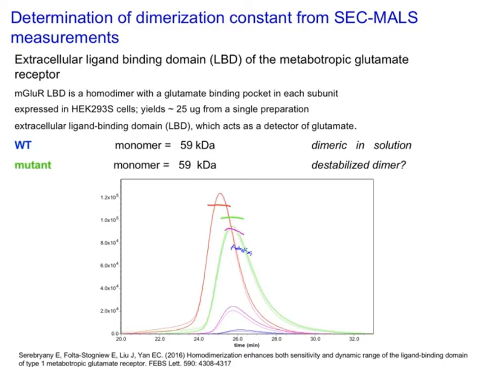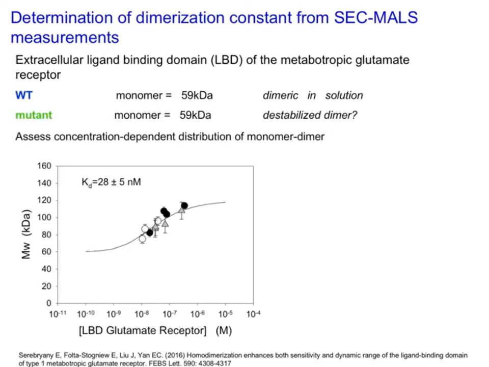The final project I would like to discuss studied dimerization of the extracellular ligand binding domain of the metabotropic glutamate receptor. From the initial analysis, we could see that the mutation that was introduced was destabilizing to the dimeric protein. The major challenge in this project was rather poor yields in protein preparation. The protein was expressed in HEK cells, and a single preparation yielded only 25 micrograms of protein.